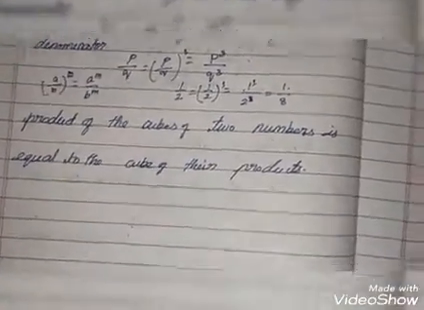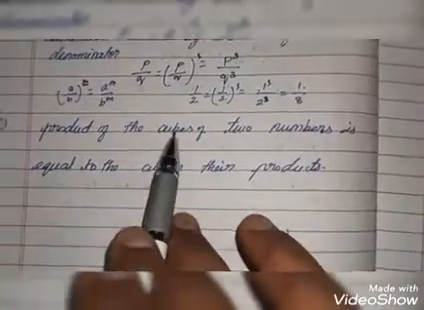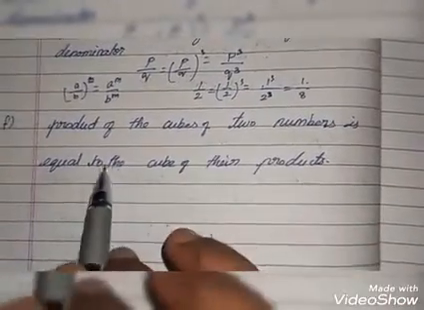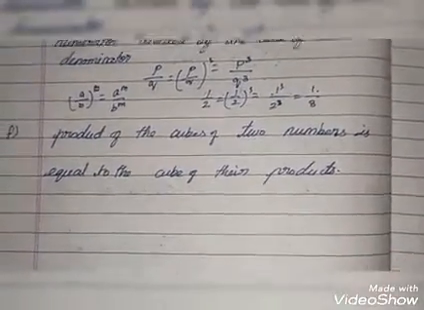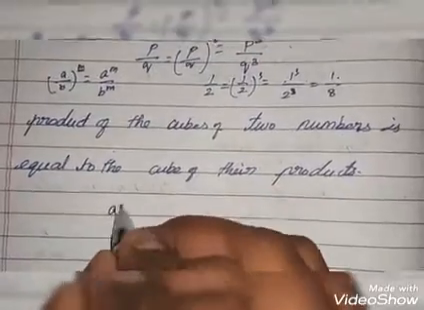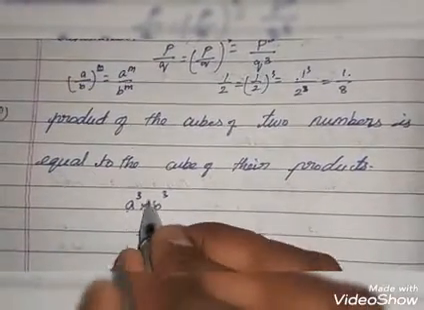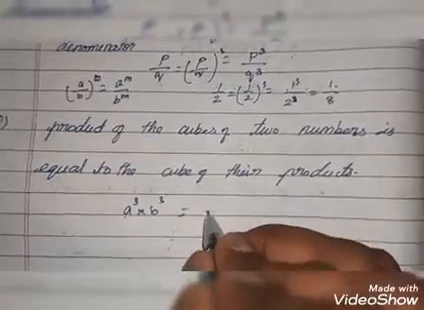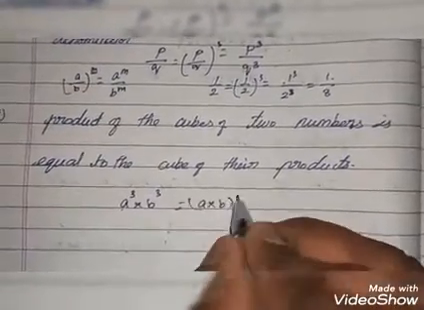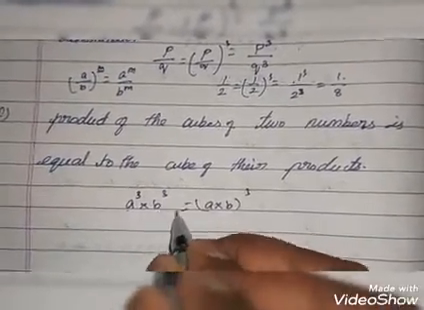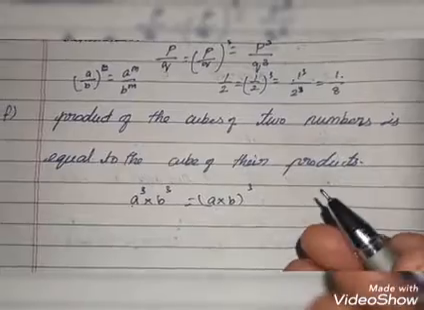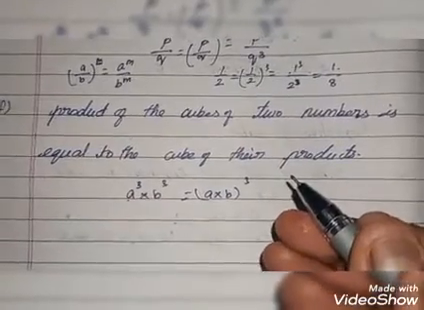Next, the product of the cubes of two natural numbers is equal to the cube of their product. This is nothing but a cube into b cube, which is equal to (a into b) the whole cube. You multiply the numbers first, and afterwards you cube. The value is the same.